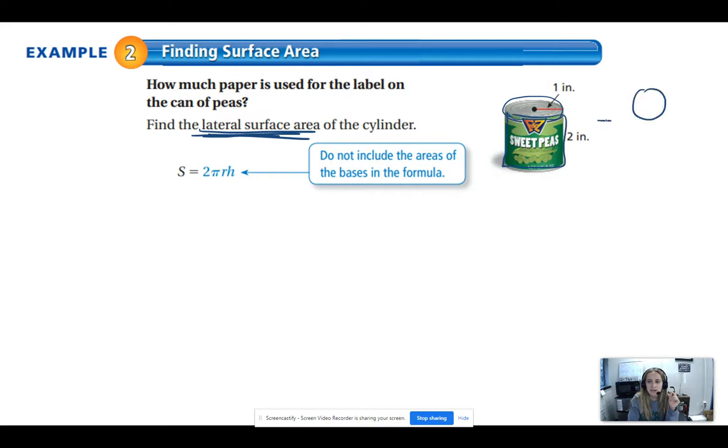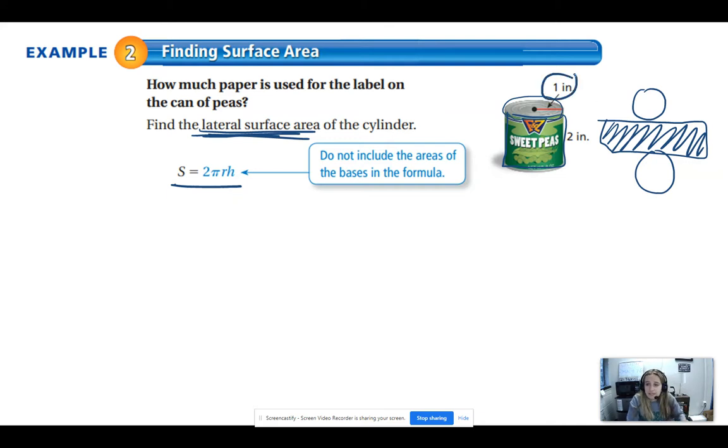So say we drew the net. All you want to find is this shaded area, okay? You don't want to find the top and the bottom because it's asking you how much paper is used for the label. So that is going to just be S equals 2 pi rh because I know from my equations that I wrote down a couple slides ago, the area of the lateral surface is 2 pi rh.